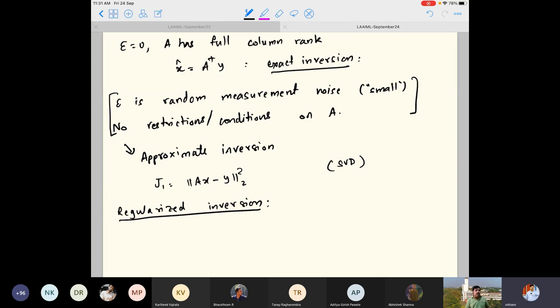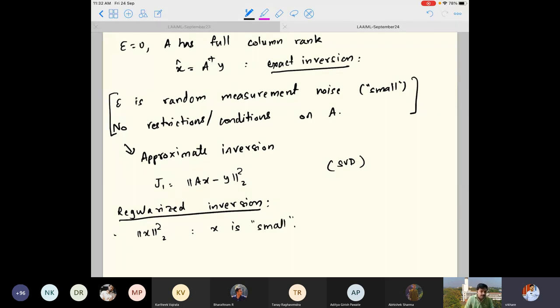We'll compute all possible solutions to this least squares problem. But now you have some more interesting constraints. One of the constraints you might have is that the norm of x squared is small. So x is small, meaning that the values of x are as small as possible.